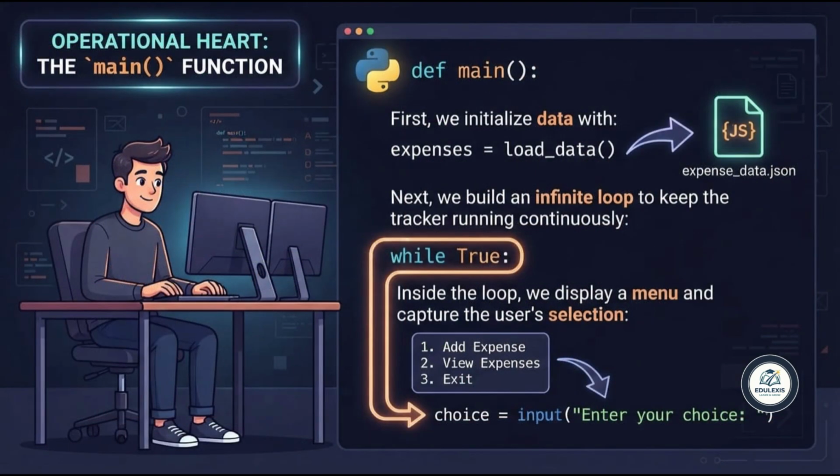Now that all our individual feature tools are complete, let's tie them together inside our operational heart, the main function. First, we call expenses equals load_data. This single line runs at startup to retrieve any previously saved data from our JSON file. Next, we build an infinite loop using while True. This keeps our tracker open and running continuously until the user explicitly decides to quit. Inside this loop, we display an interactive text menu showing options 1, 2, and 3, and capture the user's selection inside a variable called choice.